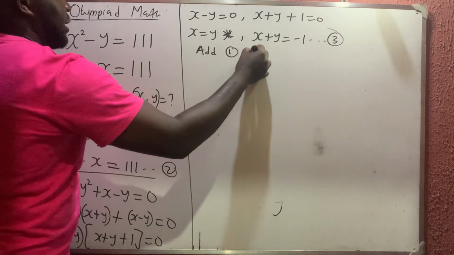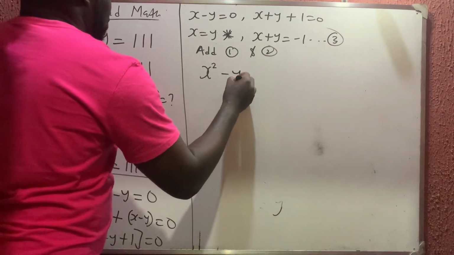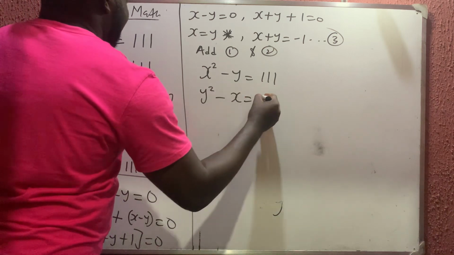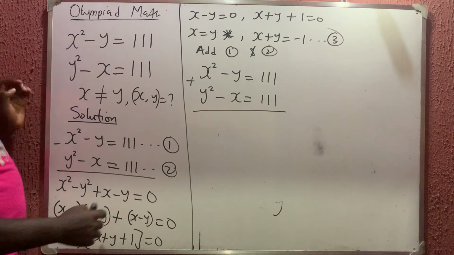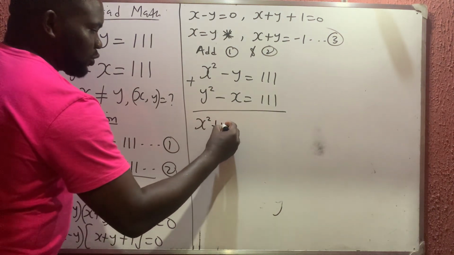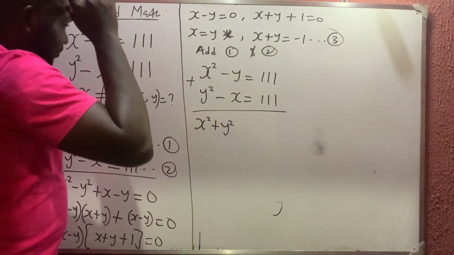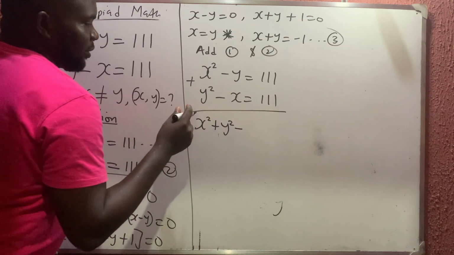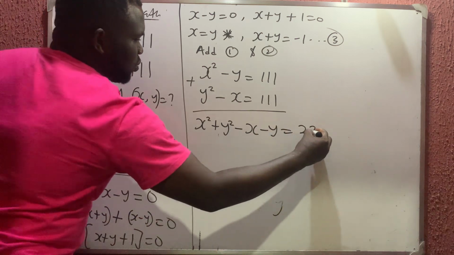Let's now add 1 and 2 and see what is going to happen. I'm having x squared minus y is equal to 111, and y squared minus x is equal to 111. Now let us add. I'm going to have x squared plus y squared, minus x minus y is equal to 222.